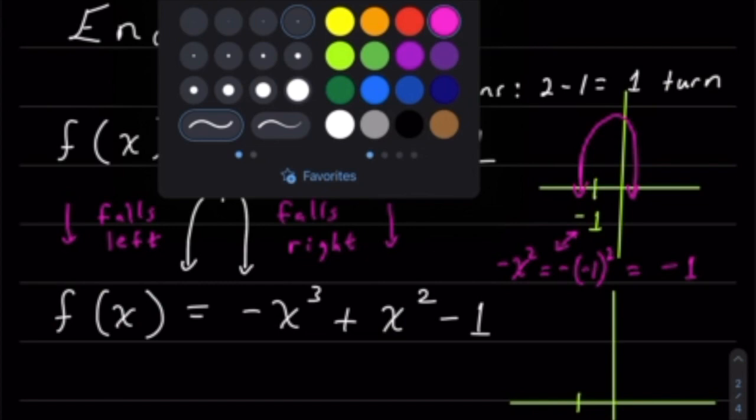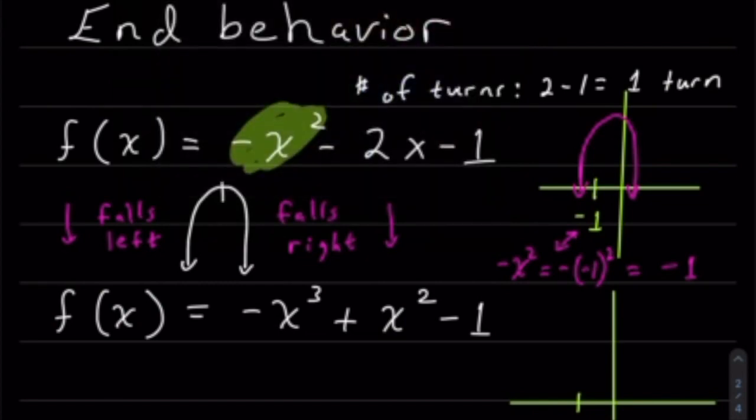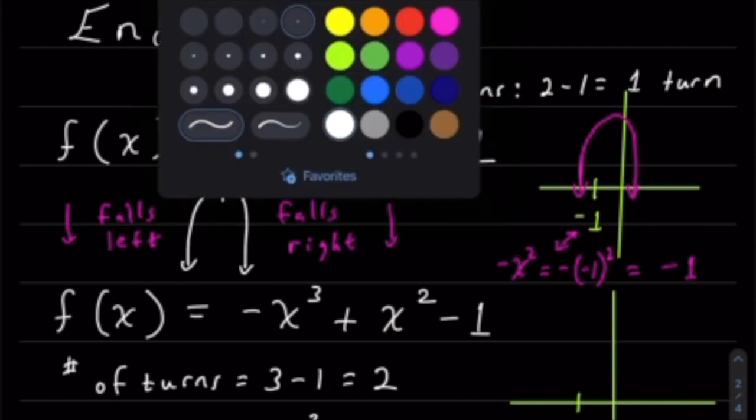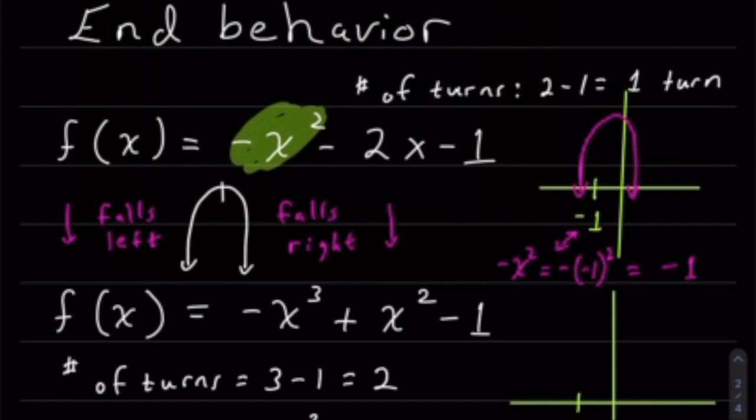Well, we know that when it has a power of 3, the number of turns is going to be 3 minus 1, which is 2. But how do we know where we start? Do we start with the end down and go up, or do we start up high and go down? Well, you can use my little trick with the -1 if you wish. And if you take the highest exponent, -x to the third, and I'm going to switch to pink because I'm going to substitute in that -1.